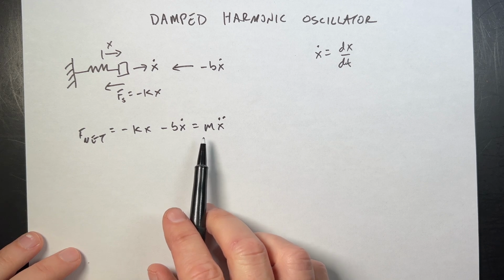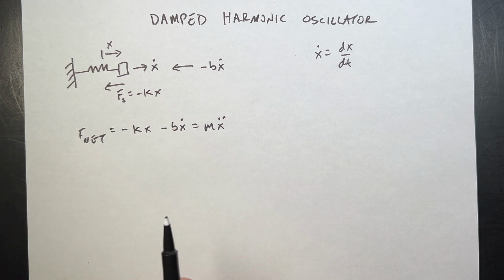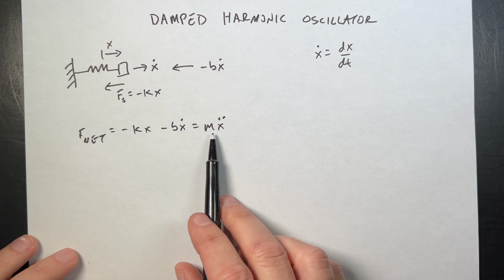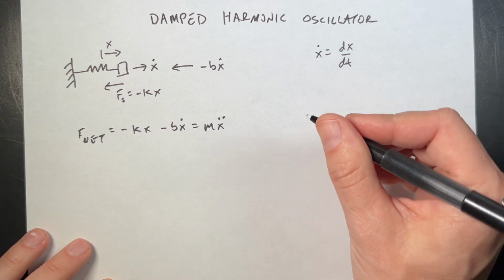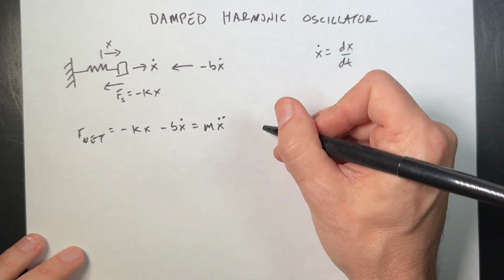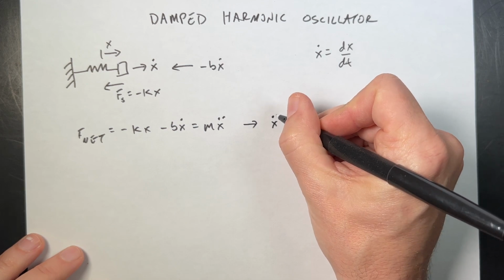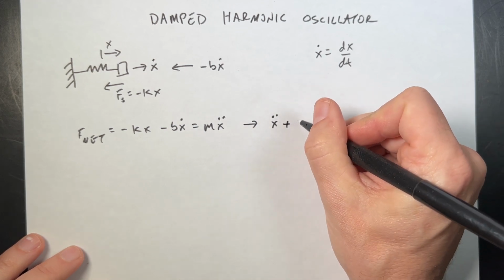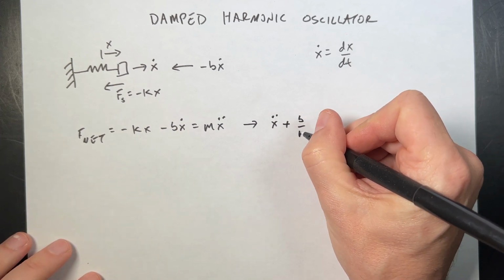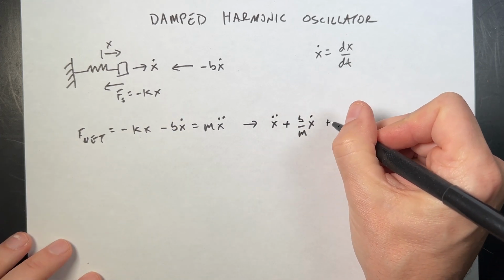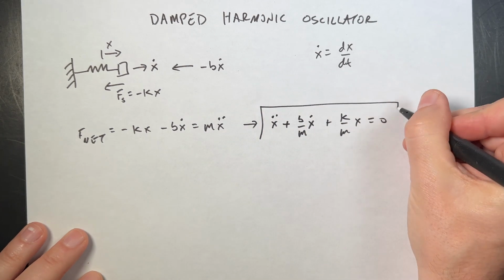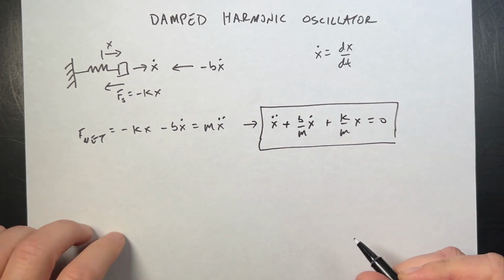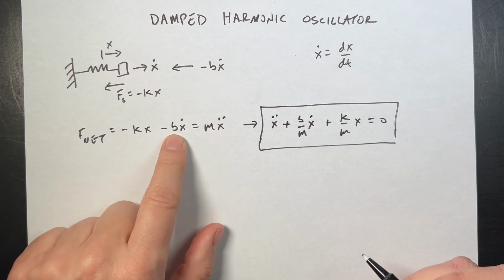I'm going to do some manipulations here. Let's get x double dot by itself. I'm going to divide both sides by the mass and then move everything to the same side. So this gives me x double dot plus b over m x dot plus k over m x equals 0. So that's the form of the equation that we want to solve. All I did was divide by m and then move these terms to the other side.